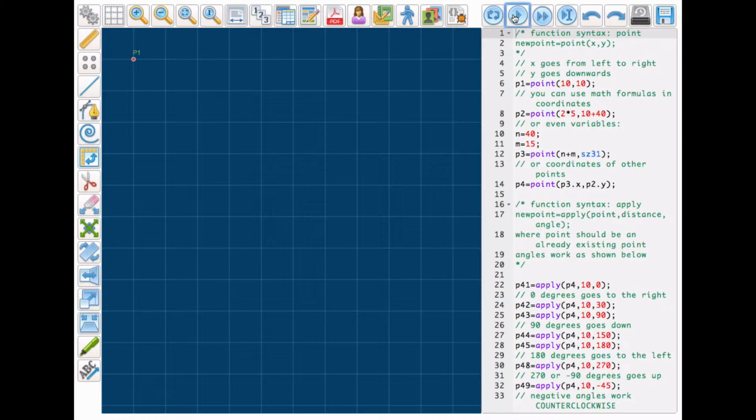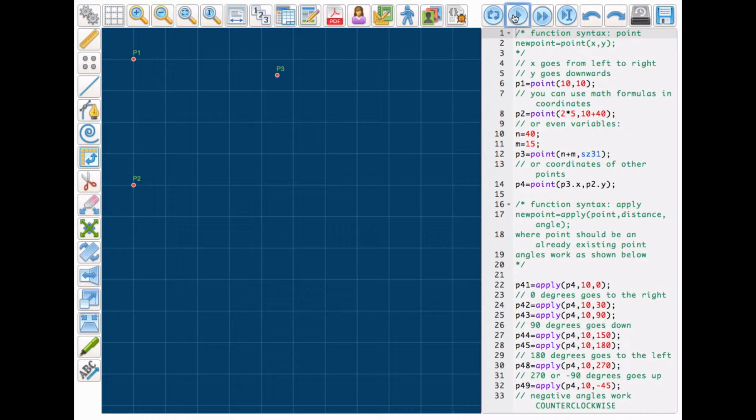For the next point, P2, we have math formulas in coordinate parameters. The system calculated these, and placed the point at 10 centimeters by x-axis and 50 centimeters by y-axis. You would often want to refer to size constants or variables when putting your points. I created two variables, n that equals 40 centimeters and m that equals 15 centimeters, and used them to place point P3. For y-coordinate, I used a size constant SC13, shoulder length.